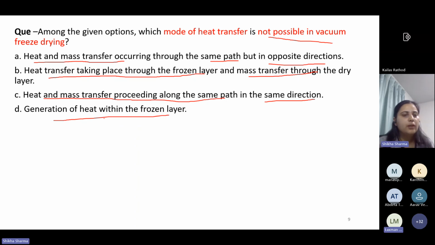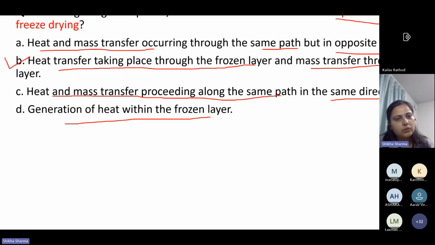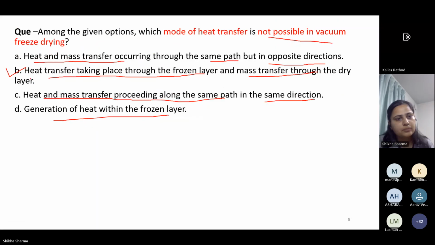Option B, ma'am. Option B. Another Option B. Option C. Many people are saying B.